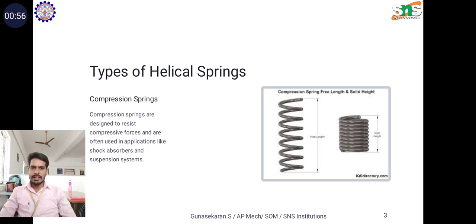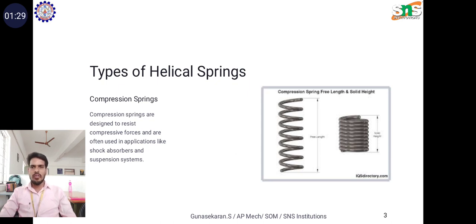Seeing the image, one is an extension spring and the other is a compression spring. We are seeing the difference between these springs. Compression springs are helical springs designed to resist compressive force when applied axially. They are typically made from round wire and are widely used in various applications where they provide linear resistance to applied forces.